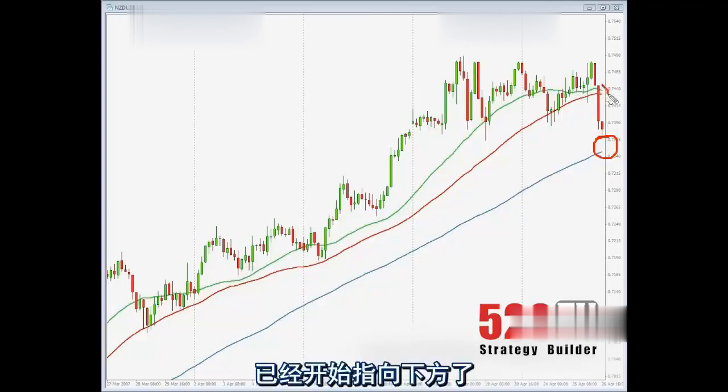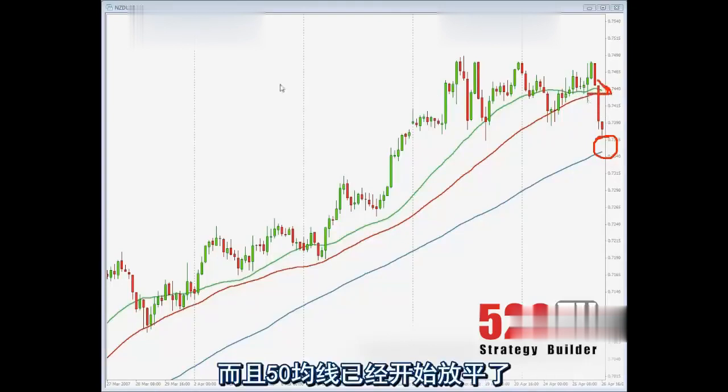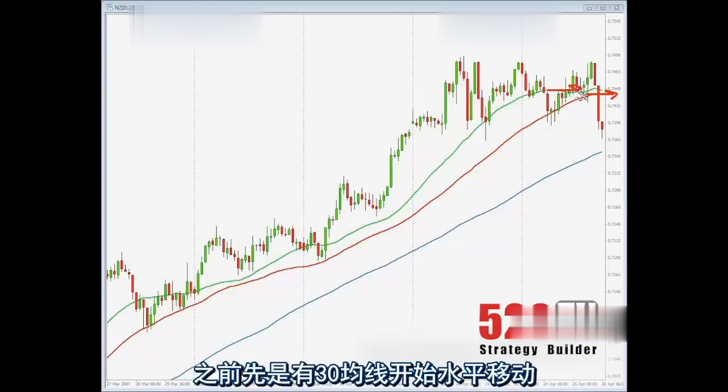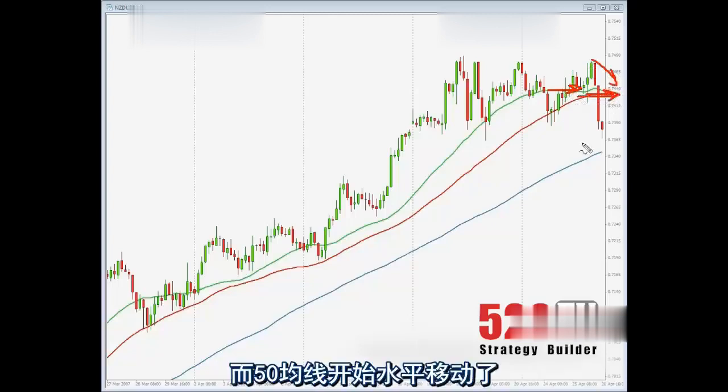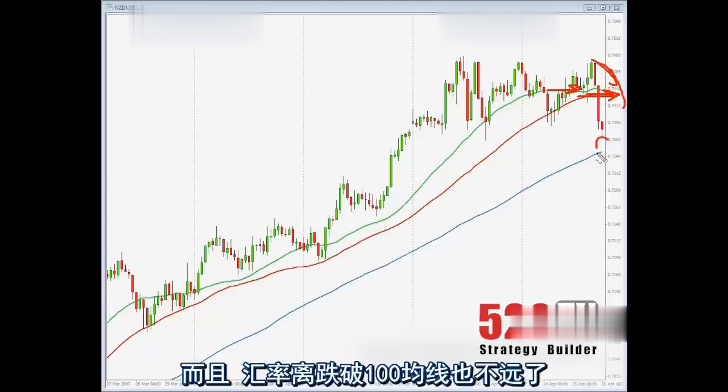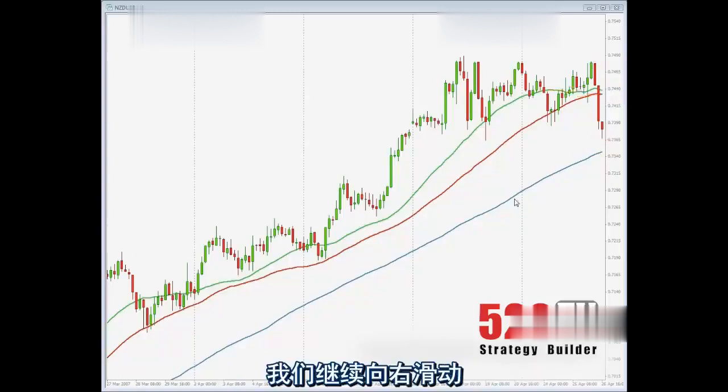Moreover, have a look at the 30 moving average. It's already curling down. Moreover, the 50 is already flattening. Before we had the 30 moving average flat. Now we have the 30 pointing down and the 50 flattening. It's not going to take long for them to cross over, is it? Moreover, it's not going to take long for the price to breach the 100. Right? Okay, let's keep on moving.